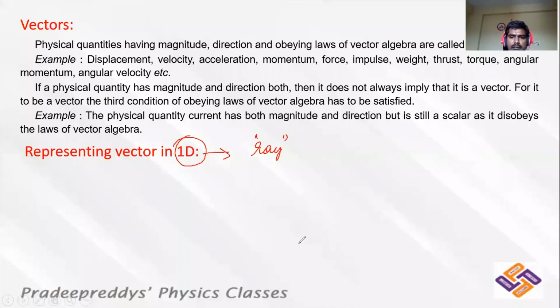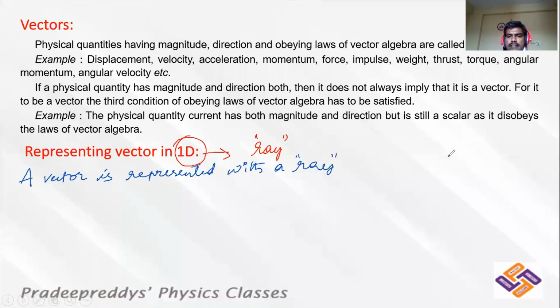A vector is represented with a ray, right? And this is the symbol of a ray. As this point is the starting point of the vector, it is called the tail of the vector. And this, which is the arrow mark representing the direction, is called the head of the vector.